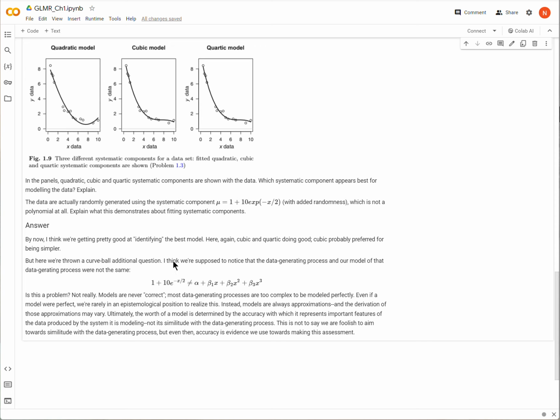Okay, so the overall point here is that models are probably never correct in the sense that there isn't in nature a term that exactly corresponds to beta 1x or something like that, okay? That's just an approximation of some features of the data generating process, okay? And but even if a model were perfect, right, we're almost never in a position where we can know that that's the case. I call this an epistemological position, right?